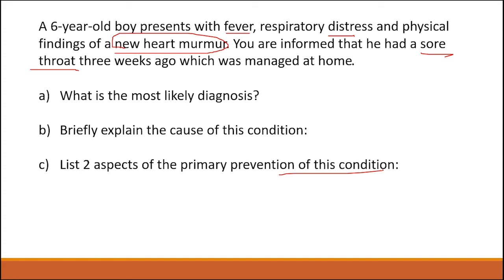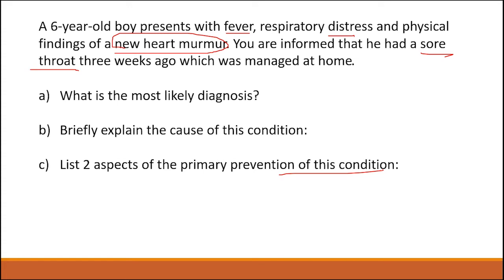So basically, we are talking about the sore throat, acute rheumatic fever, basically tonsillitis. So what will be your primary prevention? One, try as much as possible to give prompt and complete treatment of sore throat. So you want to prevent the rheumatic fever, you have to make sure that the tonsillitis is well treated.